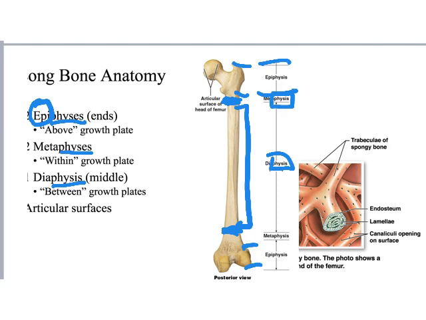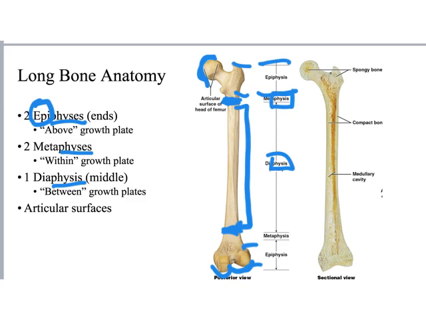So in this case, I would guess this is a femur. So this is going to be the articular surface that goes into the hip, and this is going to be the articular surface that goes into the tibia. So there's going to be articular surfaces in addition to the epiphysis, metaphysis, and diaphysis.